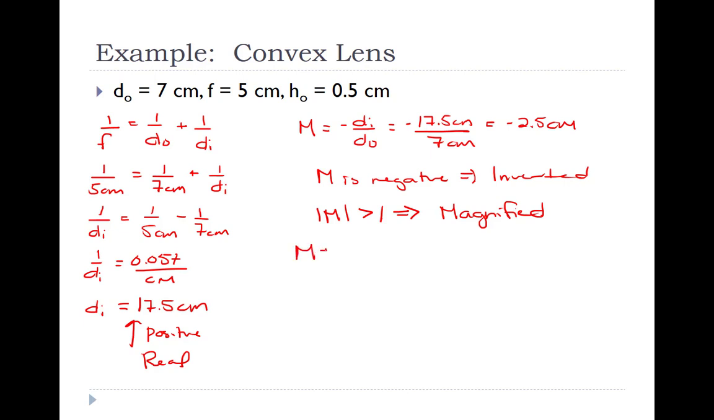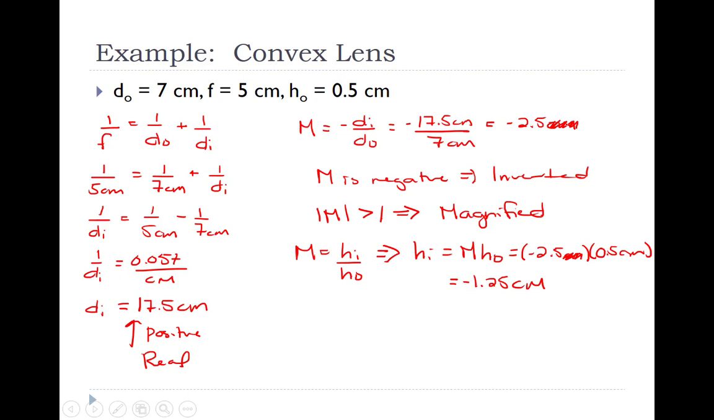I can now use the other definition of the magnification to find the image height. So the image height will equal the magnification multiplied by the object height, which is negative 2.5 times 0.5 centimeters, which is negative 1.25 centimeters. Oh, and I put units on my magnification when I shouldn't, all the way through. So please remember the magnification is unitless. Get rid of those.